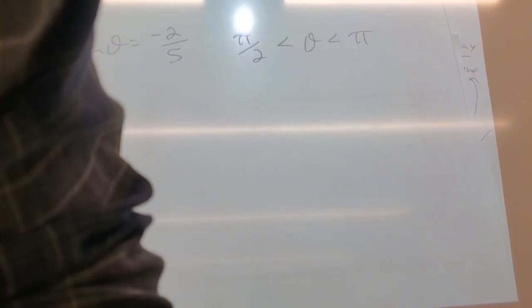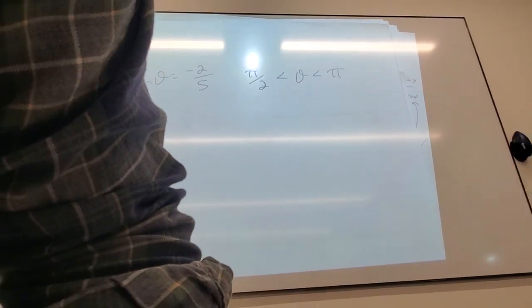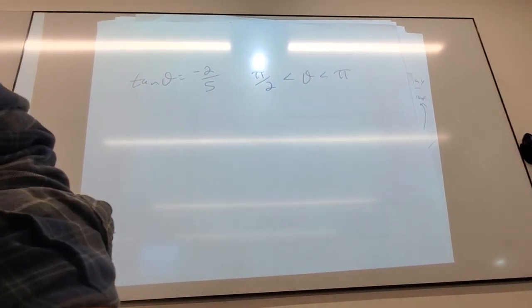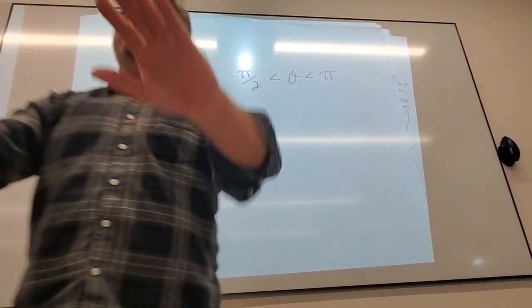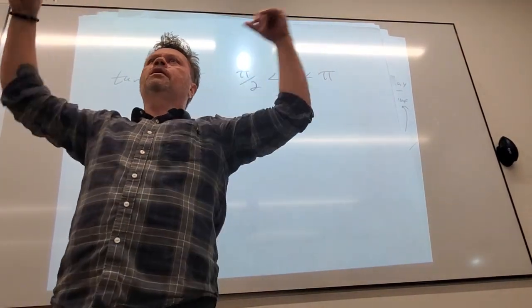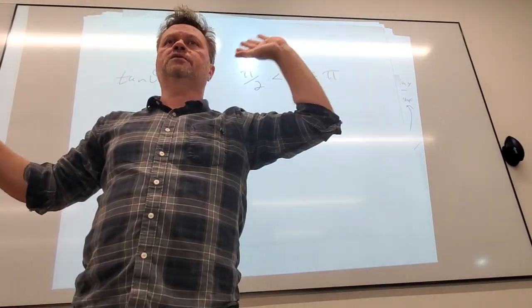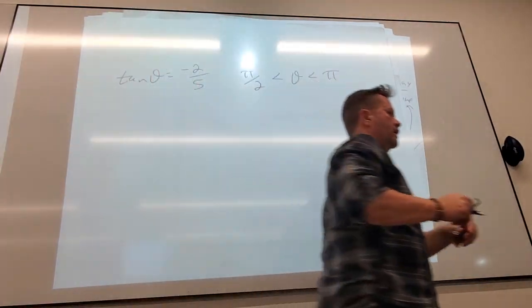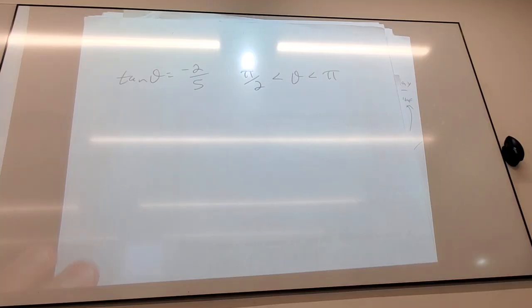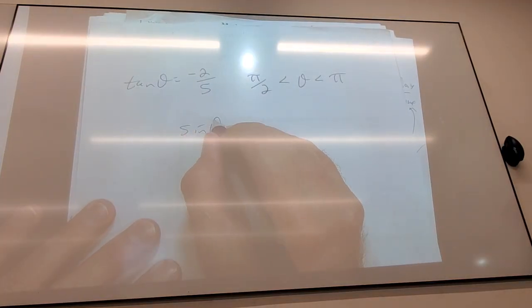Quadrant 2. And so it makes sense that tangent's negative, right? Okay, so far I haven't asked a question. I just told you I'm in quadrant 2. Whatever the angle is, tangent comes out to be negative 2/5. Okay, and then I ask you, what is sine theta?